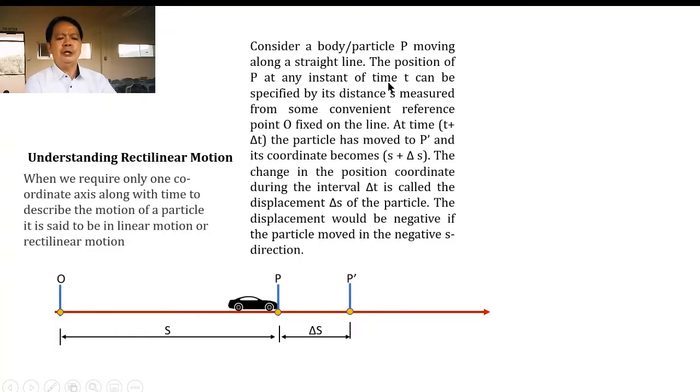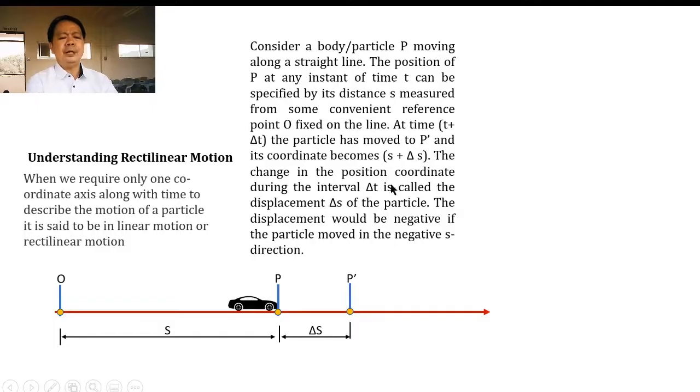Then the position of the particle P at any instant of time. Let's say, at any time t, its position is at P. And it can be measured by its distance s from a fixed point on the line. So if we use this O as our reference point, then the position of this particle at any instant time t will be at P. And the coordinate of that P from this reference point is given here as x.